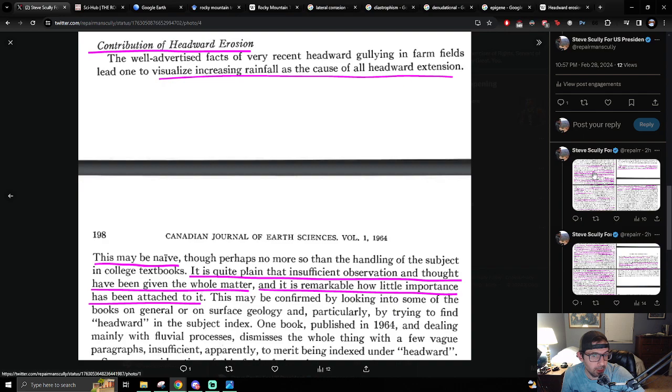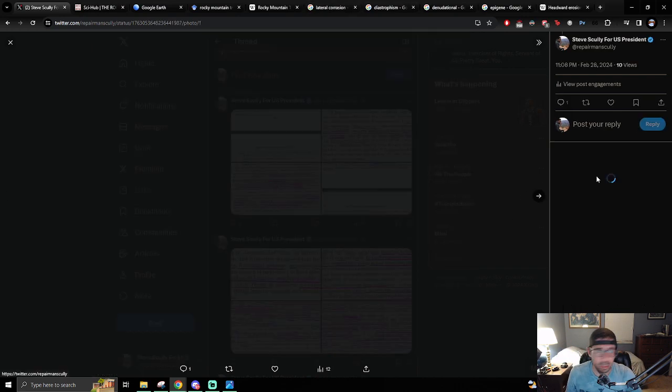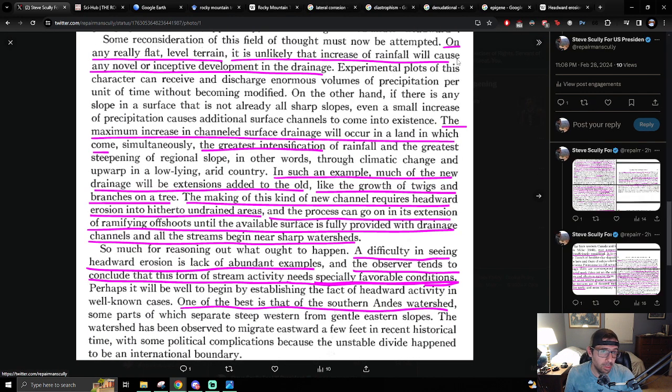Let me see. I'm going to skip this one. You can read those. I guess I might as well read it. Contribution of headward erosion. Visualize increasing rainfall. So this is all in the modern paradigm still. They're trying to imagine how this is happening by saying, well, maybe a lot more rainfall happened, and that's where this water came from that eroded. So he's kind of going through that type of thing.